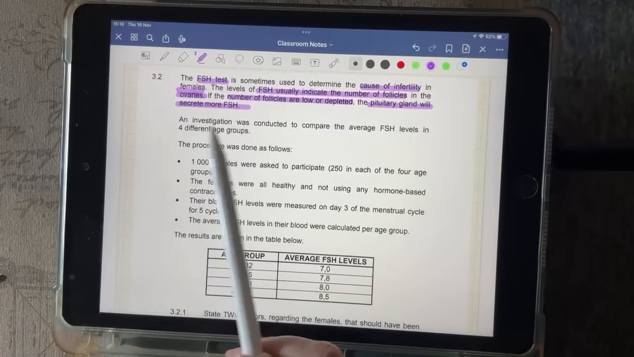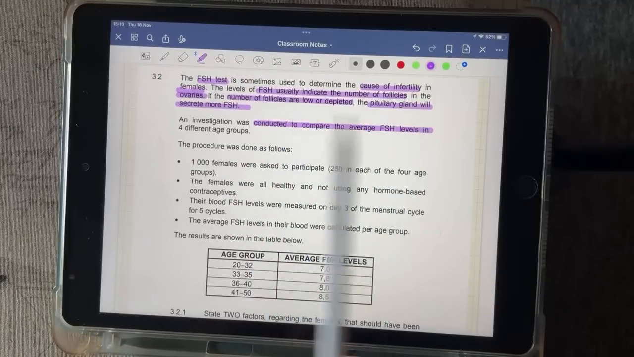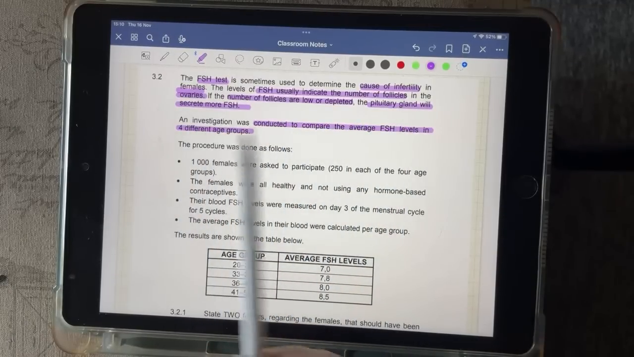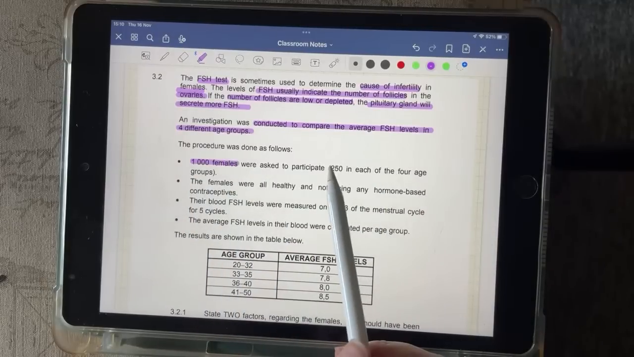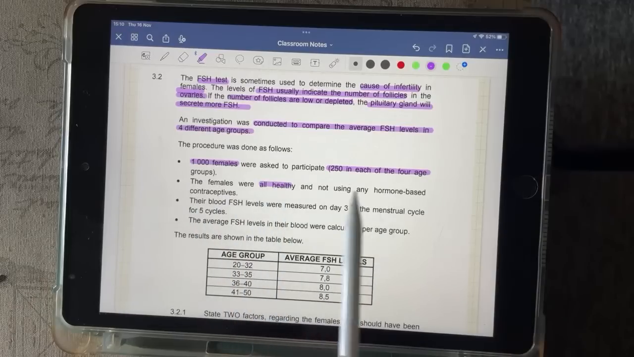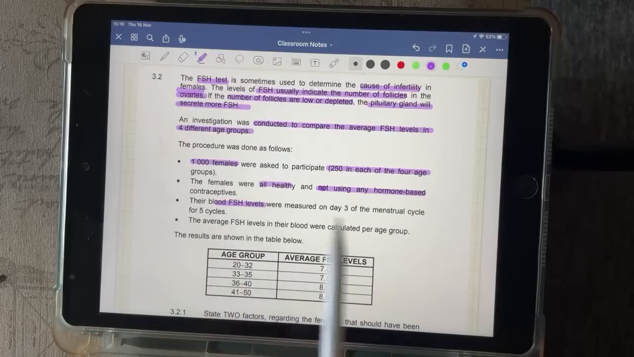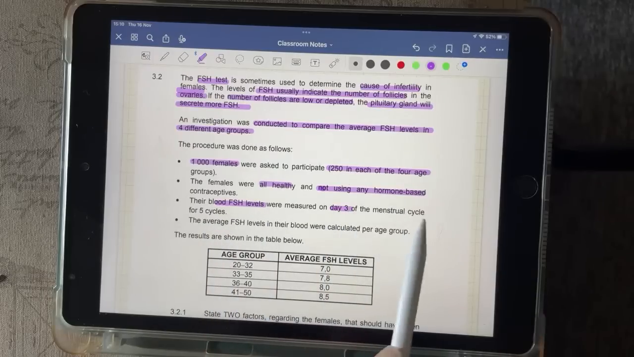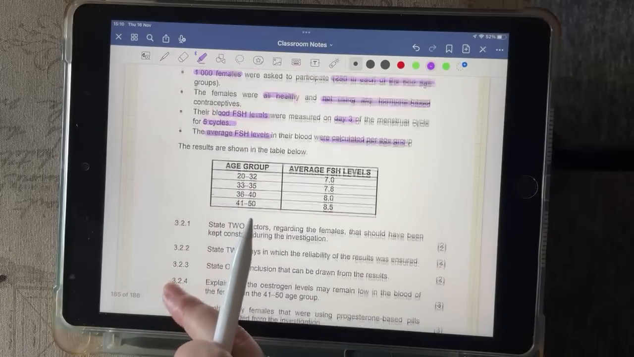Okay, so it says an investigation was conducted to compare the average FSH levels in 4 different age groups. That's the aim of this experiment. And they did the following. They had 1,000 females, 250 in 4 age groups. The females were all healthy and not using any hormone-based contraceptives. Their blood FSH levels was measured on day 3 of their menstrual cycle for 5 cycles. The average FSH levels in their blood was calculated per age group, and here is the results below.